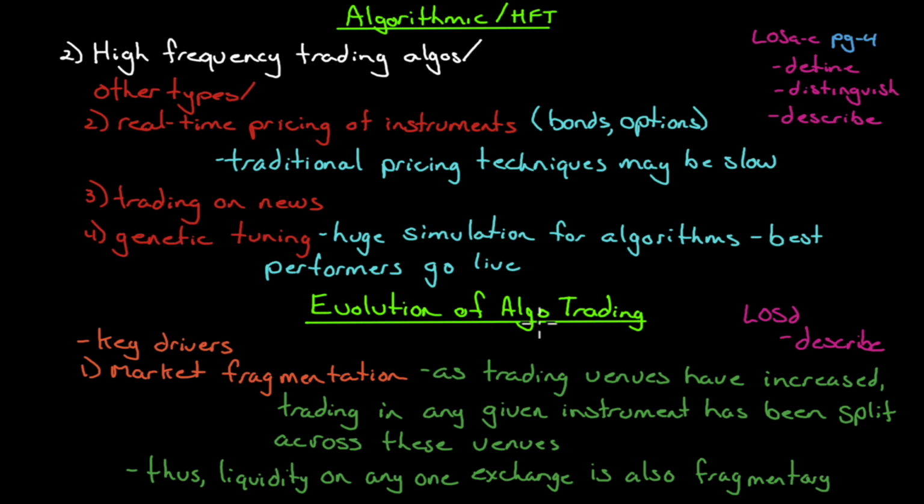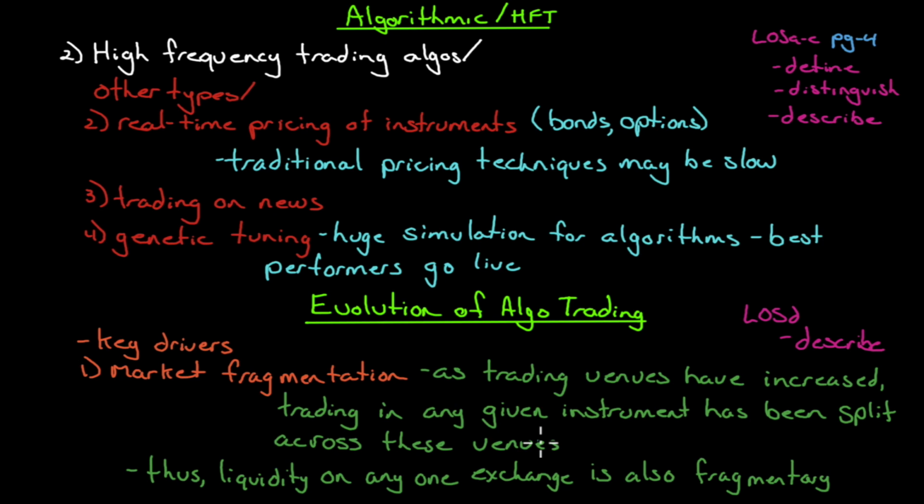So I'm going to cover market fragmentation, but explain a few more things that are some of the key drivers of the evolution of algo trading. So what is this market fragmentation business? As trading venues have increased, trading in any given instrument has been split across these venues. So if you have one exchange, all volume goes through that exchange.